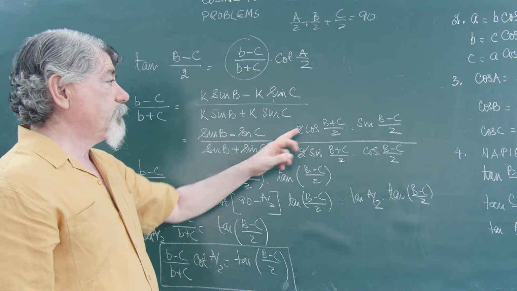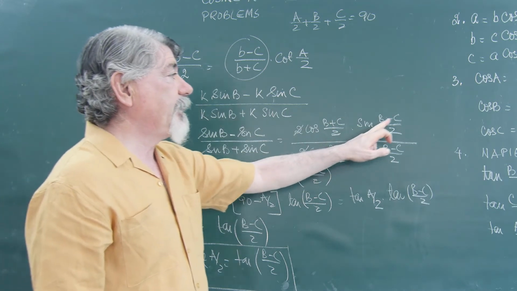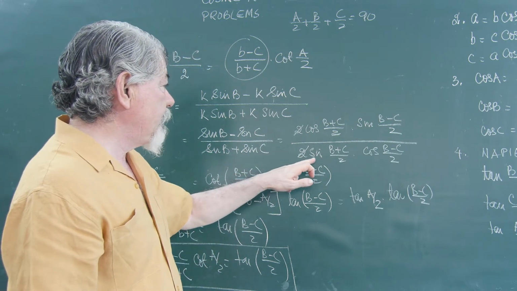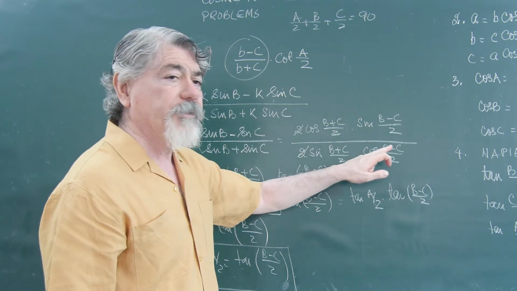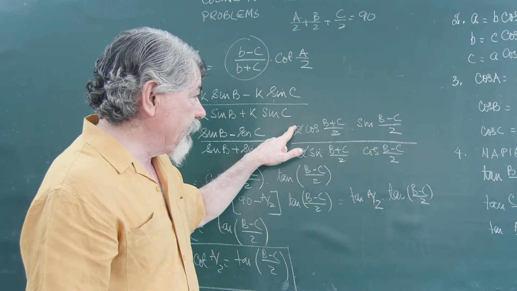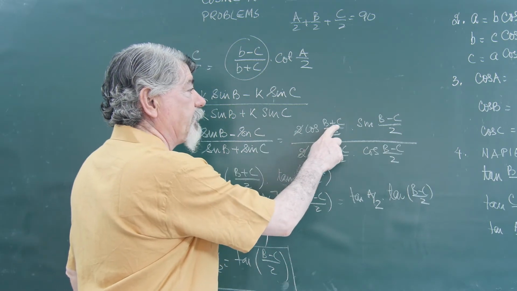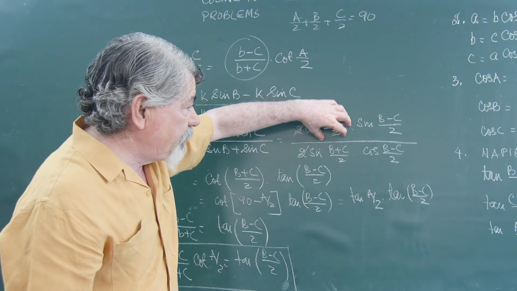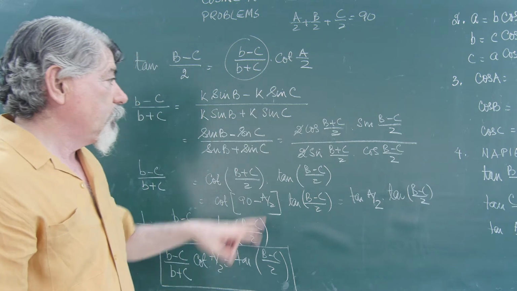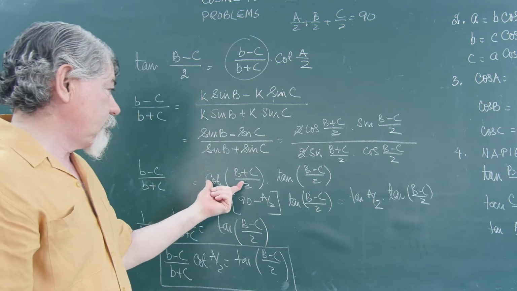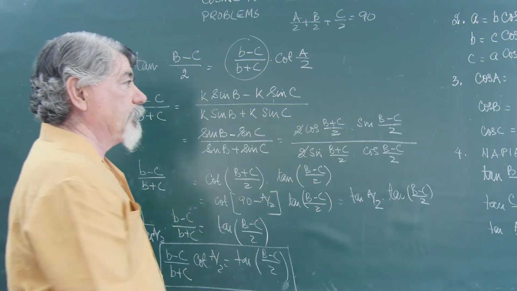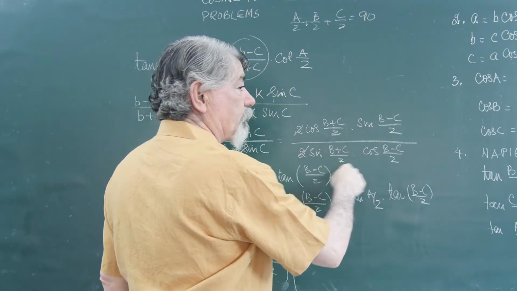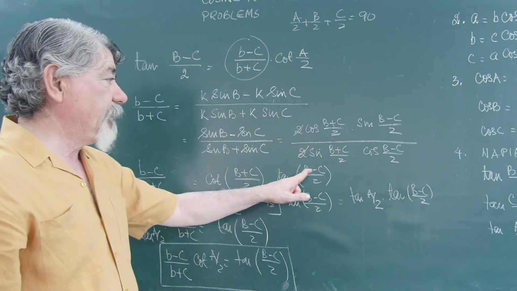So 2 cos((B+C)/2) sin((B−C)/2) in the numerator, and in the denominator 2 sin((B+C)/2) cos((B−C)/2). The 2 cancels. This is cos((B+C)/2) upon sin((B+C)/2), because the angle is the same here, (B+C)/2. Cos upon sin is cot θ, so cot((B+C)/2). Here the angle is (B−C)/2 in both, and sin upon cos will become tan((B−C)/2).